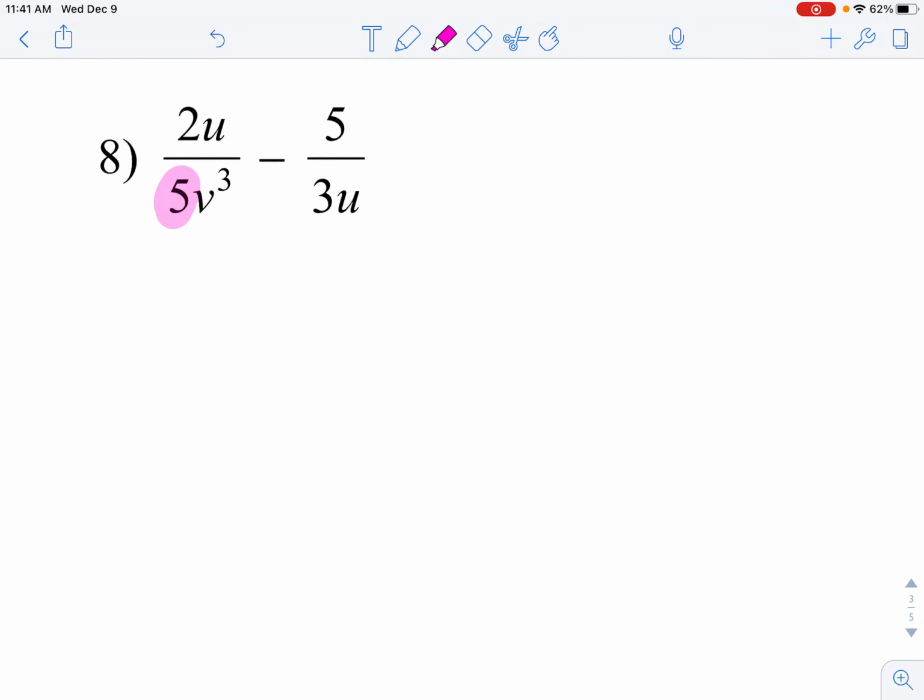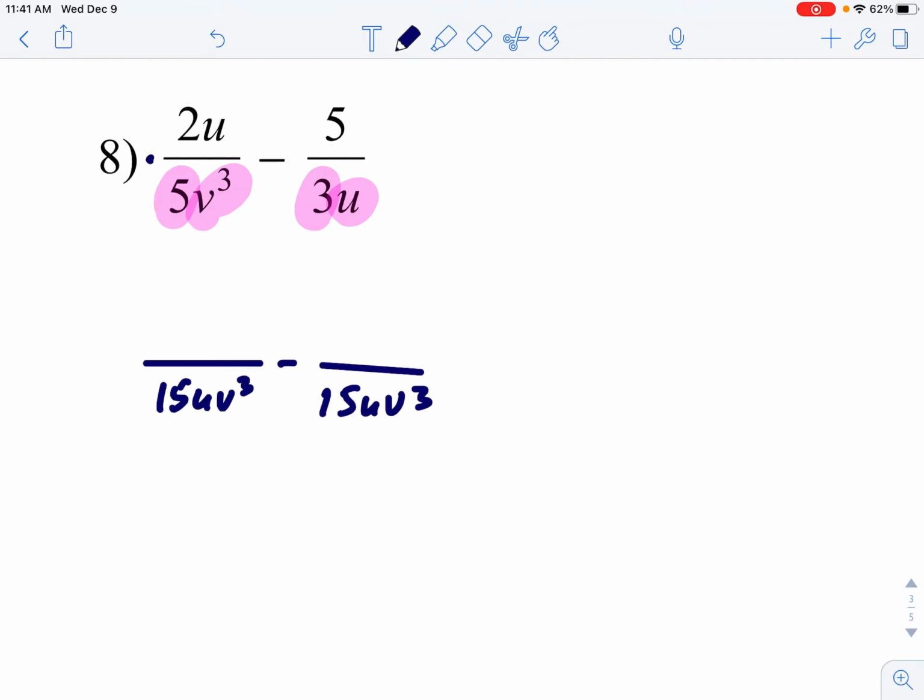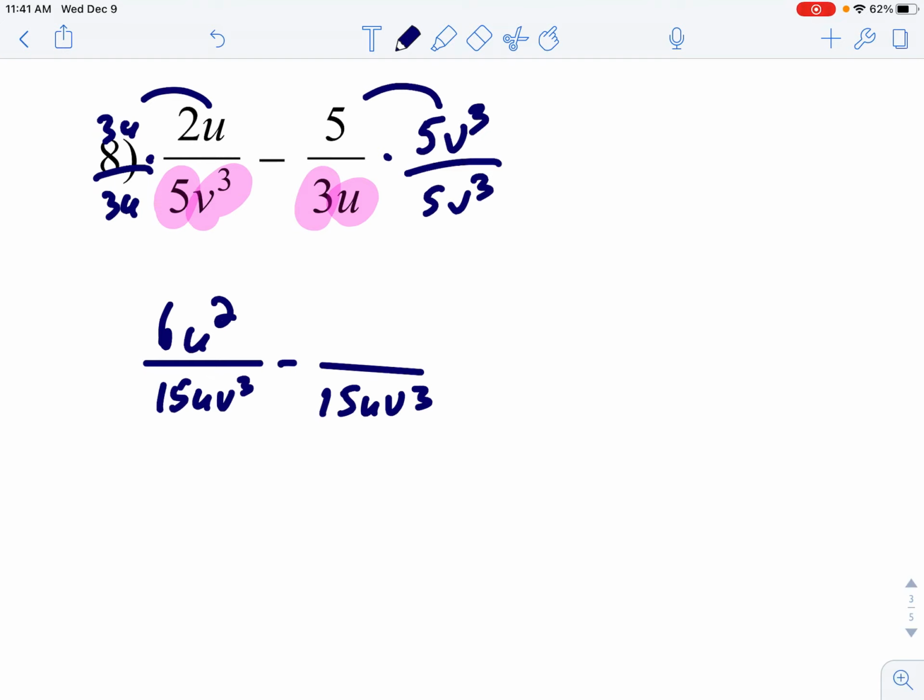Our denominator has to be divisible by 3 and 5 and u and v to the third. So it looks like 15uv to the third is going to be our common denominator. So this one I have to multiply simply by 3u over 3u, and this one I need to multiply by 5v cubed over 5v cubed. So up here I get 6u squared, and right here I get 25v to the third.